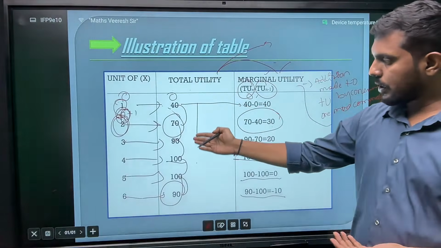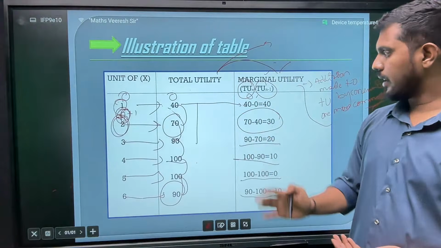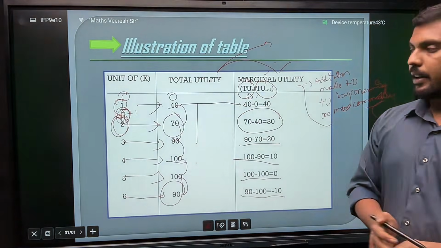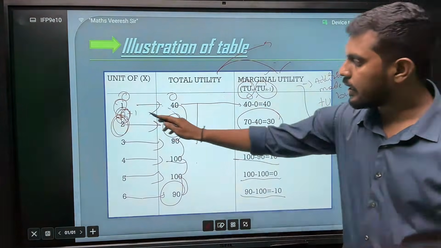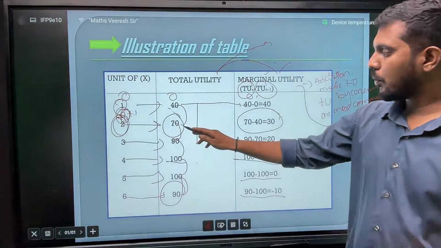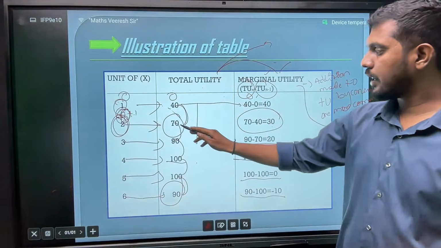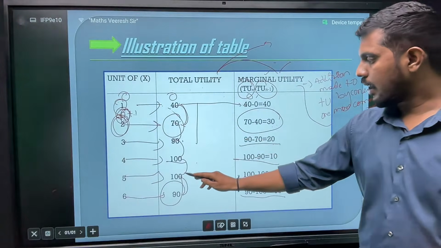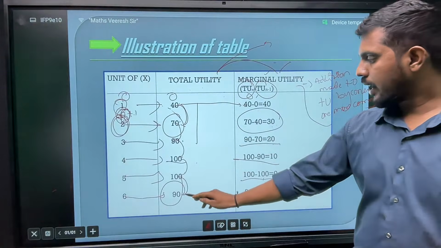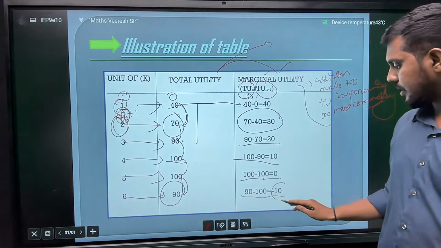When he consumes, 40, 70, 90 is the total utility. Coming to the marginal utility, it is the addition made to the total utility by consuming one more commodity. He consumed one, right? So what we are getting is marginal utility: 70 minus 40 is 30, 90 minus 70 is 20, 100 minus 100 is 0, 90 minus 100 is minus 10.